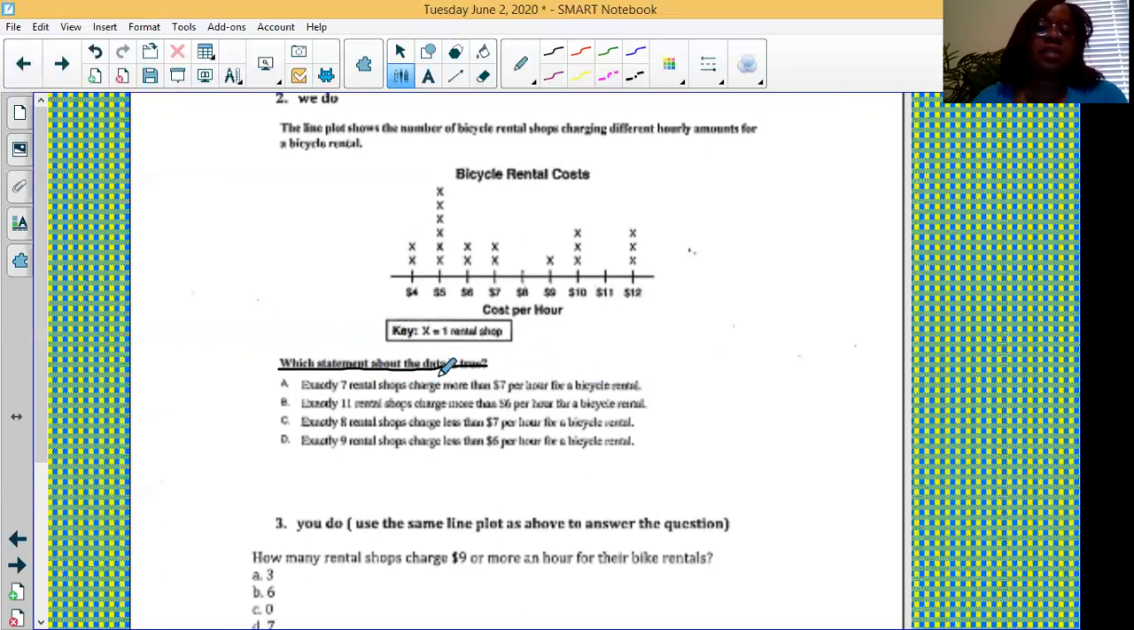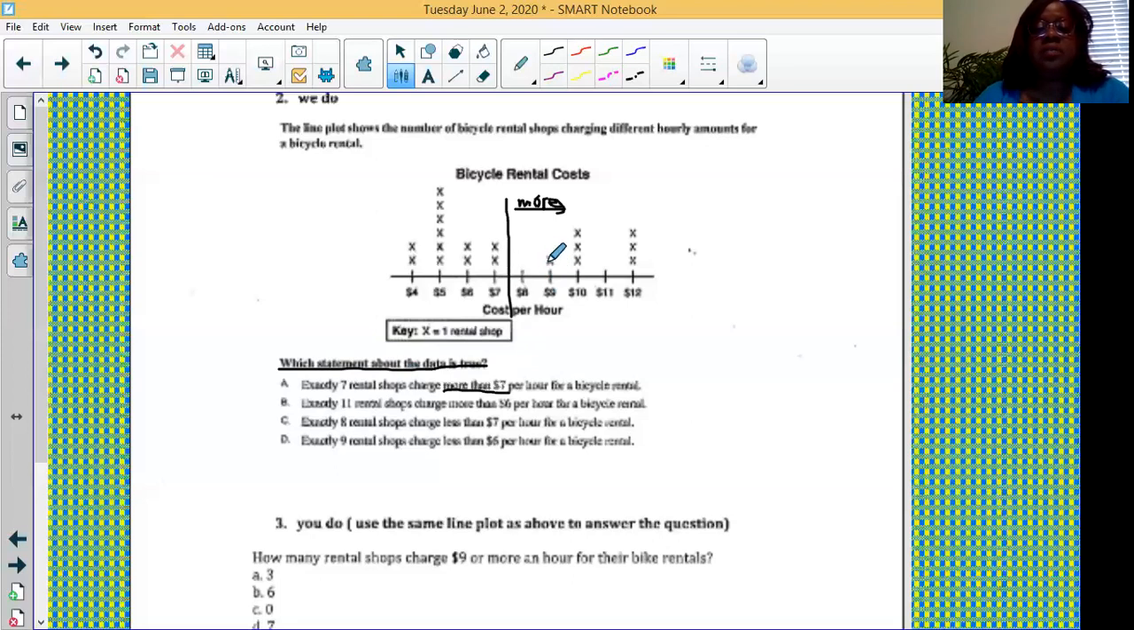Okay, it says exactly 7 shops charge more than $7. All right, here's my $7 point. So that means everything to the right on this side represents more than 7. Okay, so let's see if this is correct. Let's count the X's to see if that's correct.